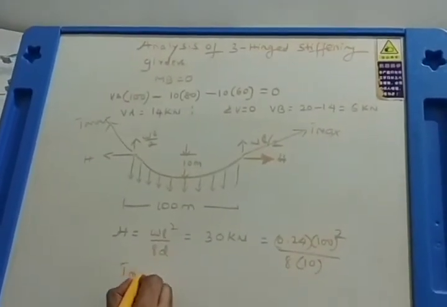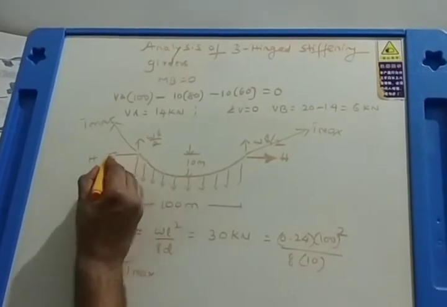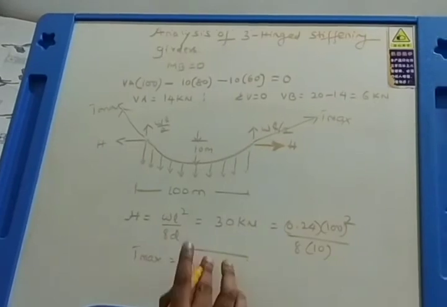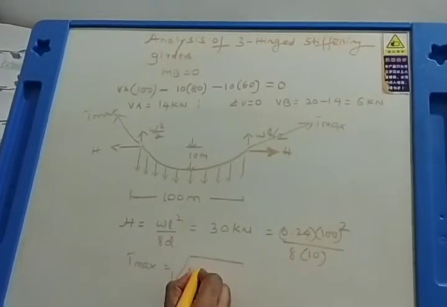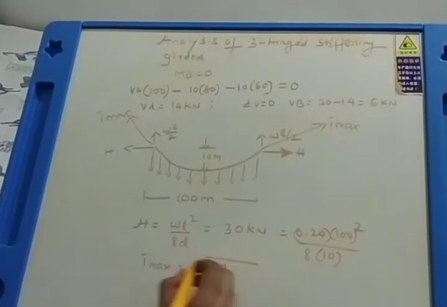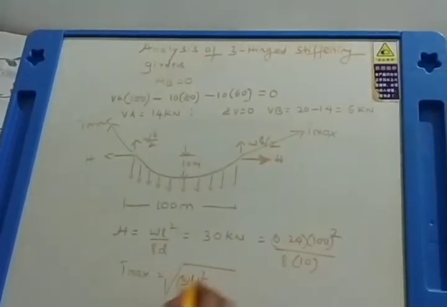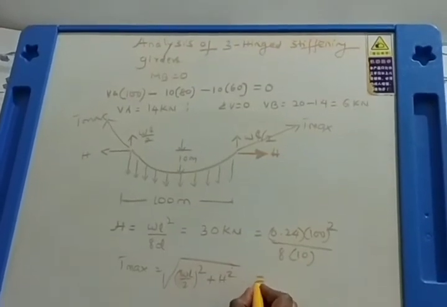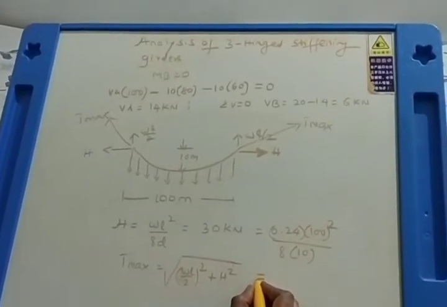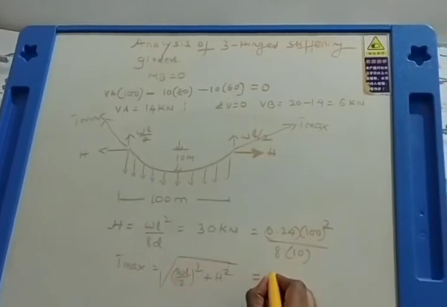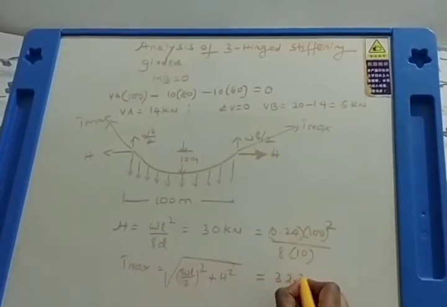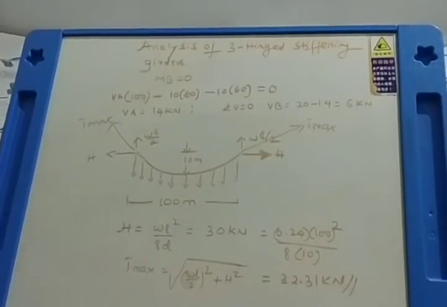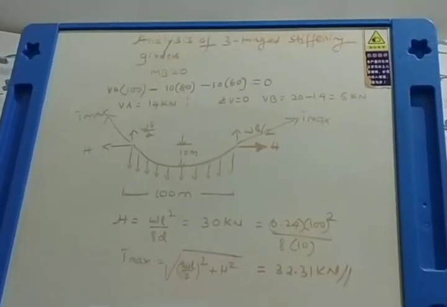So T max, you know already, the resultant of these two, which is equal to square root of WL by 2 the whole square, because VA is given to some other, WL by 2 the whole square plus H square. So operate your calculator, you are going to get T max, and that will be 32.31 kilonewton. So these are the steps involved in the analysis of three-hinged stiffening girder.